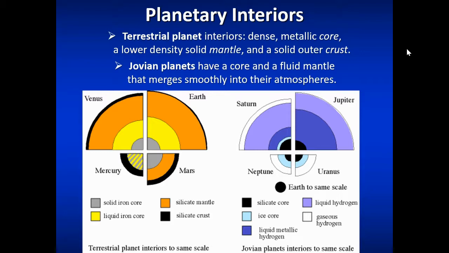Neptune and Uranus are thought to have a larger slushy rocky ice mantle around that silicate core, and then some big, thick atmospheres of gaseous hydrogen.